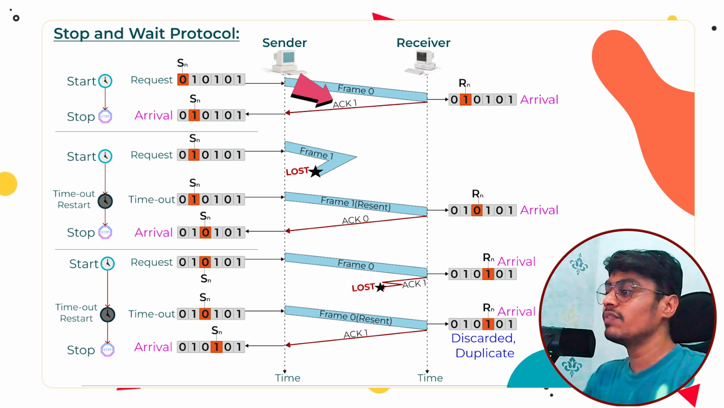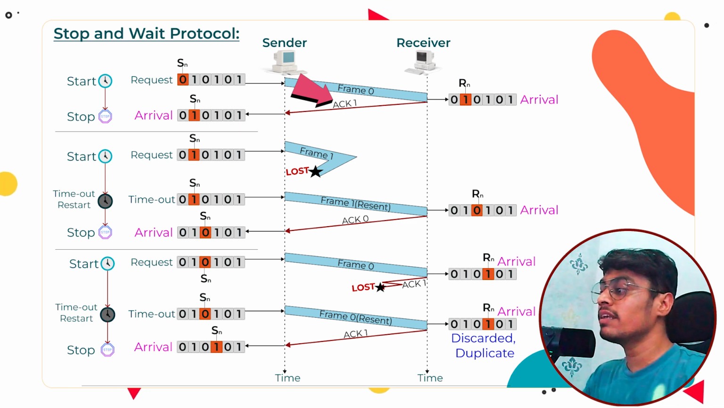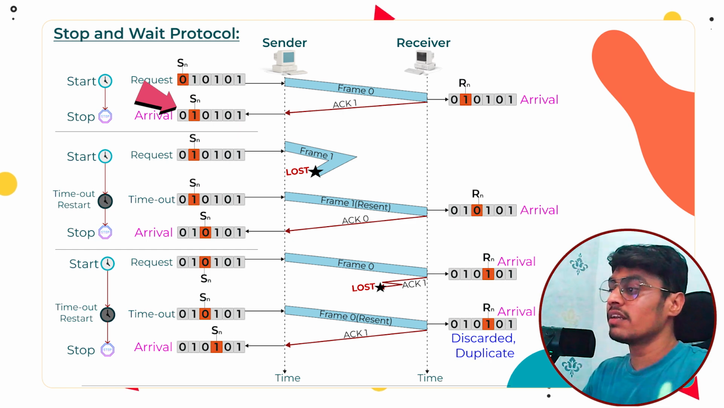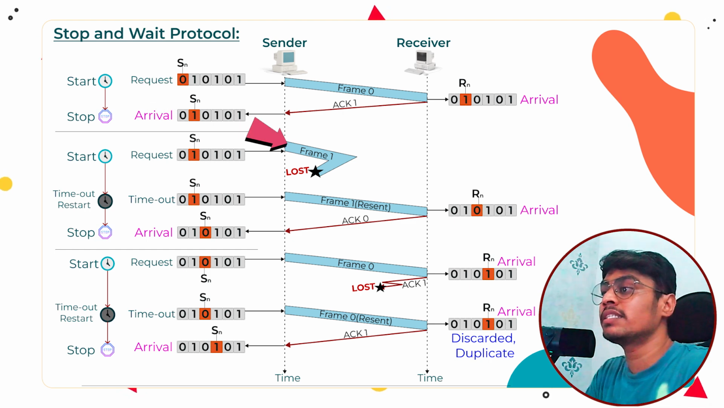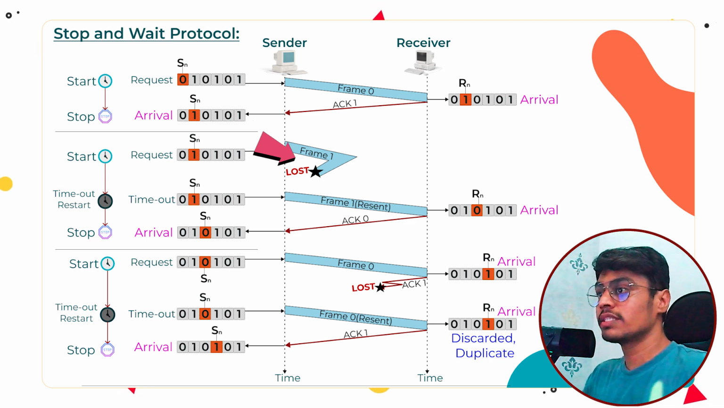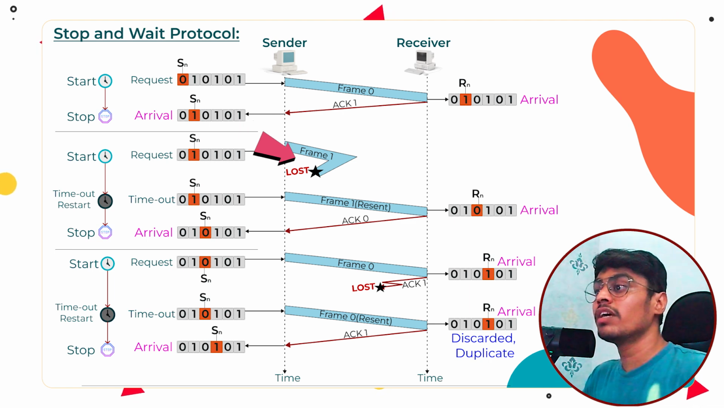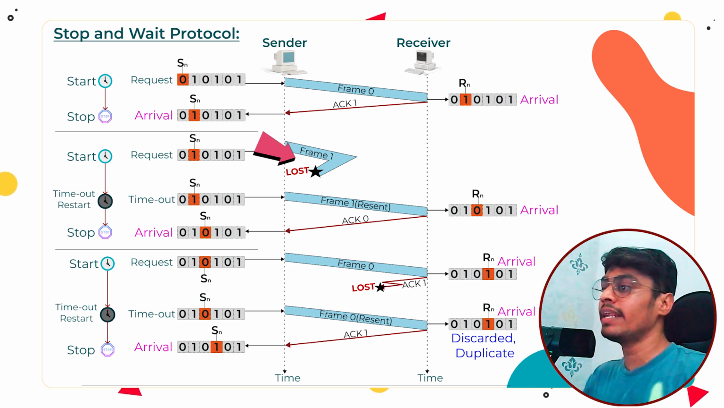Okay, so the receiver sends acknowledgement 1, the sender then sends frame 1, and it reaches the receiver, and this way the process continues. But let's suppose the sender sends frame 1 and frame 1 gets lost on the way. If frame 1 gets lost, then the receiver doesn't receive anything. If the receiver doesn't get anything, then how can it send an acknowledgement? It won't send any acknowledgement.